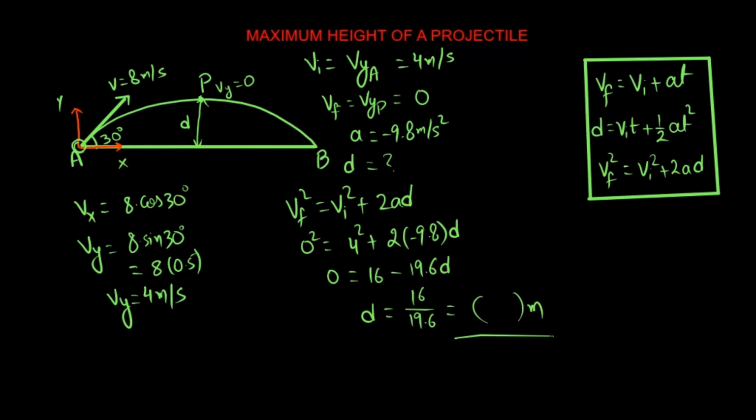This is the exact method you will follow to find the maximum height of the projectile. Start by finding the y component of the velocity. That would be your initial velocity. The final velocity at the highest point would be 0. Use a as minus 9.8 and then use this equation, plug in all the values and find d. That would be your maximum height.